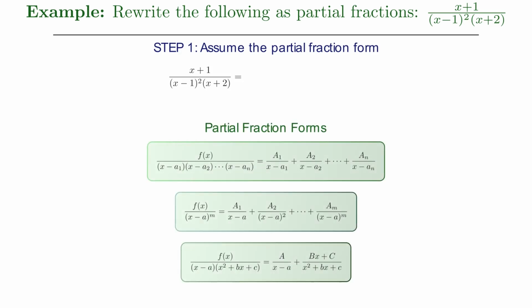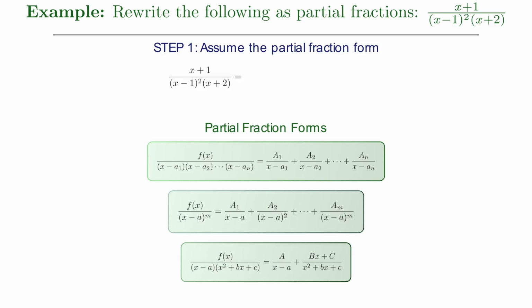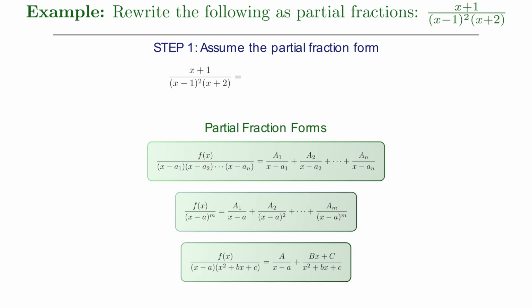Because we have this repeated linear term, (x - 1)^2, this gives us A over (x - 1) plus B over (x - 1)^2. So we have to include the squared, but also all of the lower powers of that factor. And for the (x + 2), this gives us plus C over (x + 2).